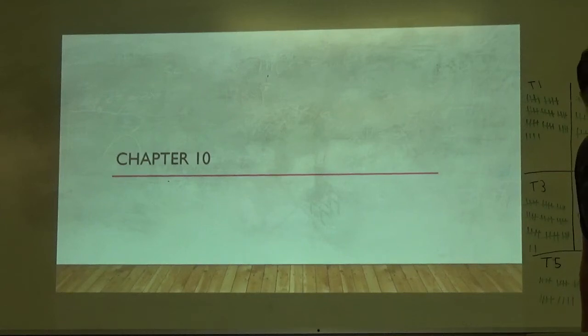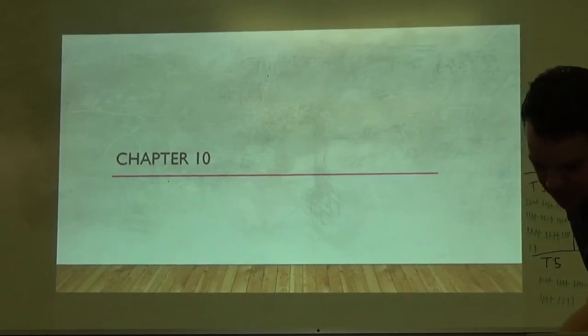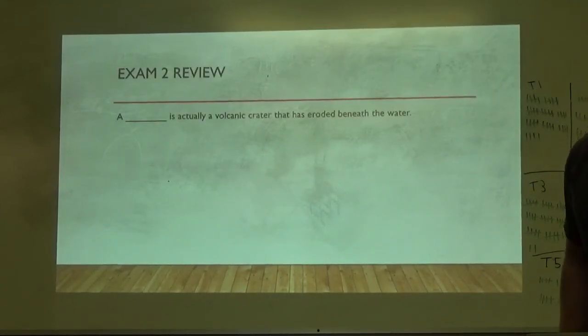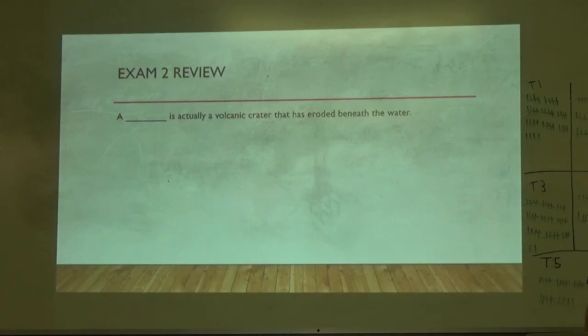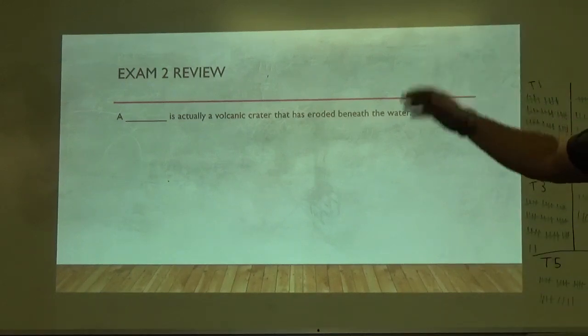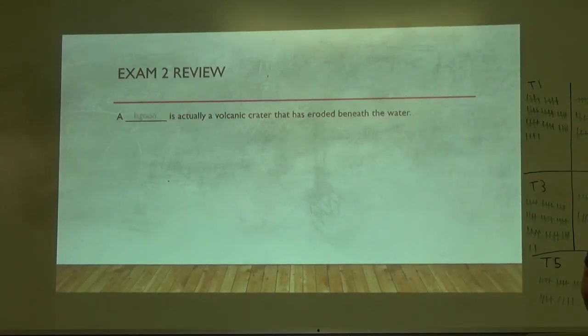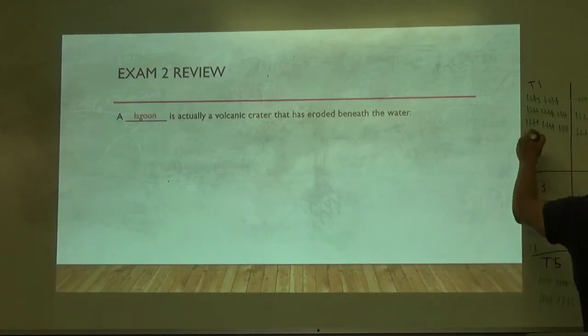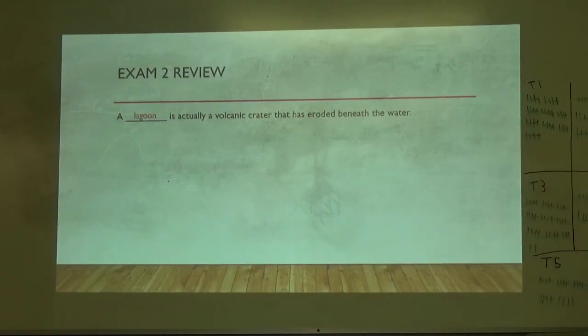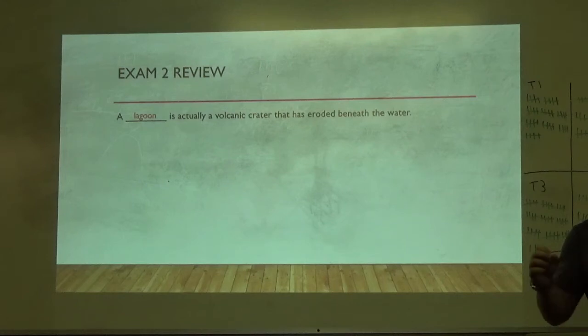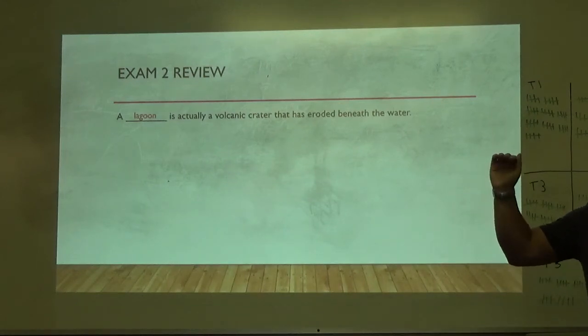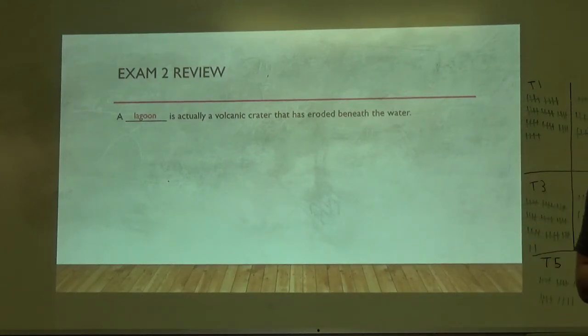Alrighty, so last chapter, and let's check our time. I think we're getting there. A blank is usually a volcanic crater that is eroded beneath the water. It's pretty close. It's so close.